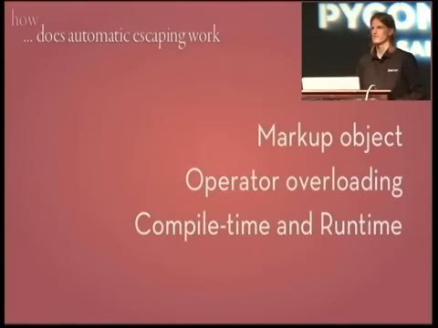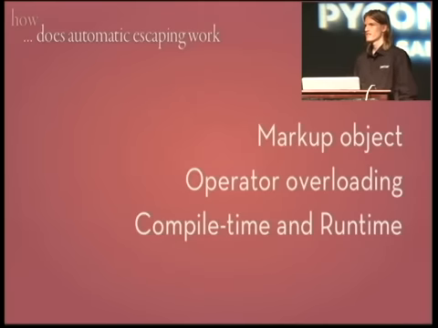Just basically a couple of things, how Jinja does a couple of things. The markup object, I don't know if you know it, is basically a wrapper around the string where the operators are all overloaded in a way that you can do automatic escaping. So you can have a variable and append another string to it, and it will automatically escape what was appended.